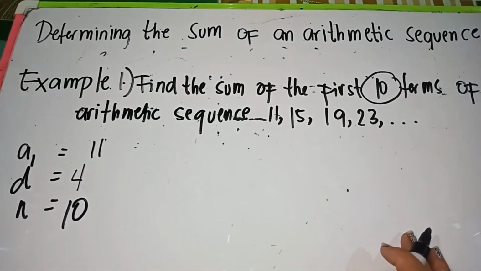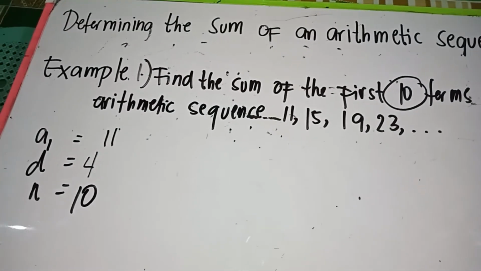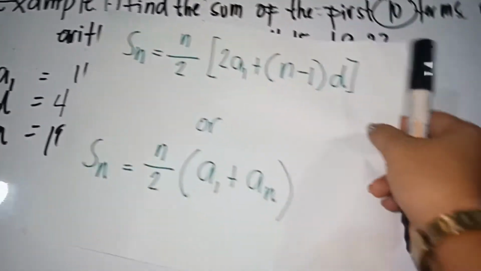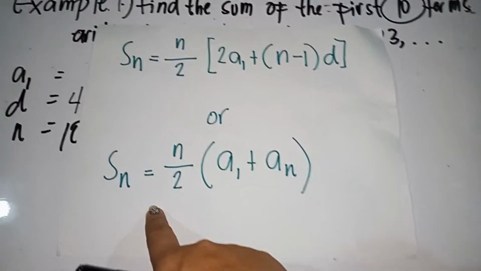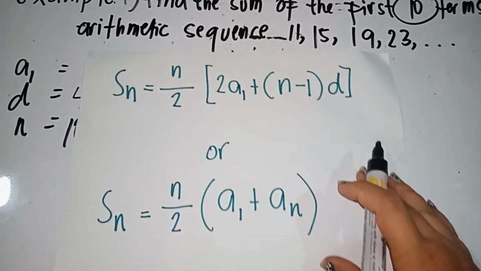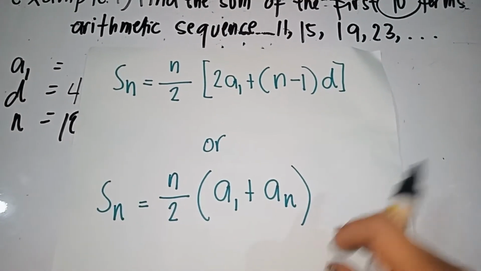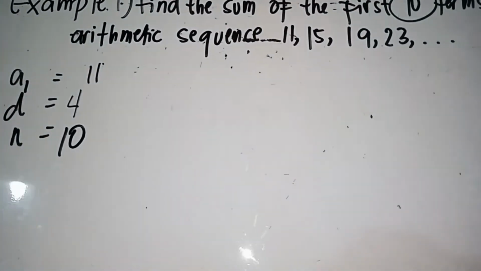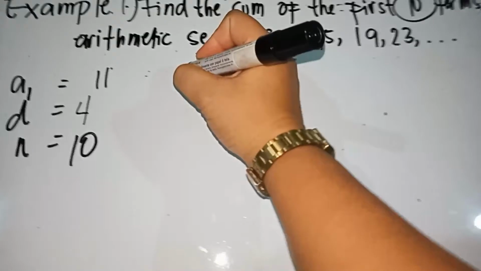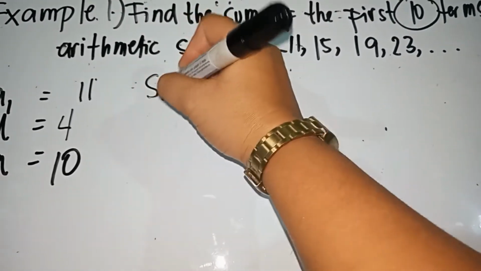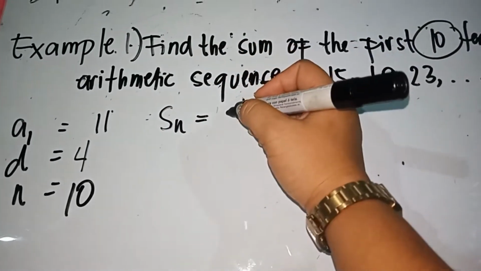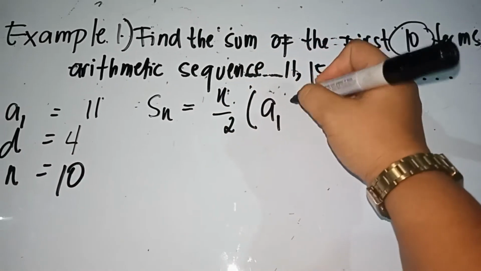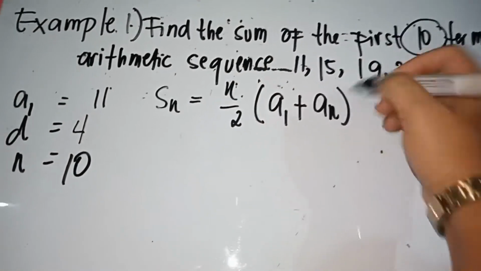Okay, so ang gagamitin natin na formula, ito yung nasa baba, which is s sub n is equal to n divided by 2 times a sub 1 plus a sub n. So, yan po yung formula na gagamitin natin. So, we have s sub n is equal to n over 2 times a sub 1 plus a sub n.